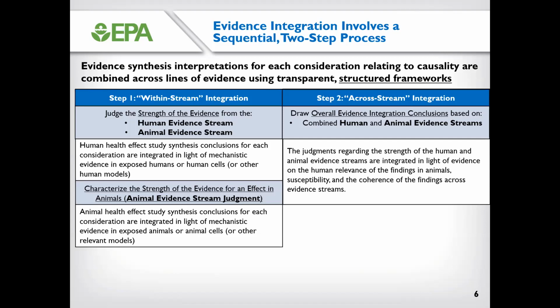So normally in the IRIS process, from the within-stream conclusions for human and animal evidence, we would go on to integrate those streams and also bring in the mechanistic evidence on human relevance of the animal findings and susceptibility and coherence across the streams. We weren't able to do that for these papers, so I'm not going to go into it anymore here. So next slide.